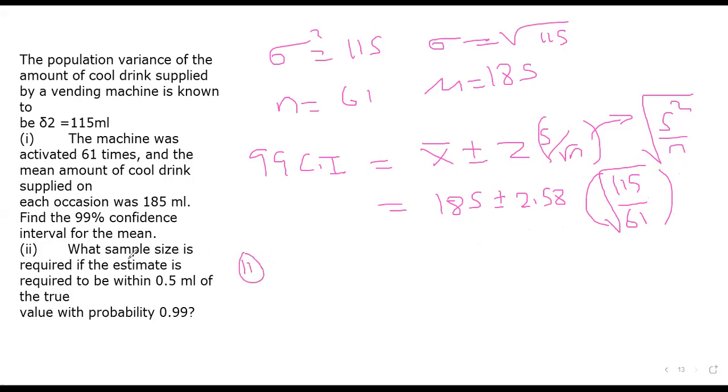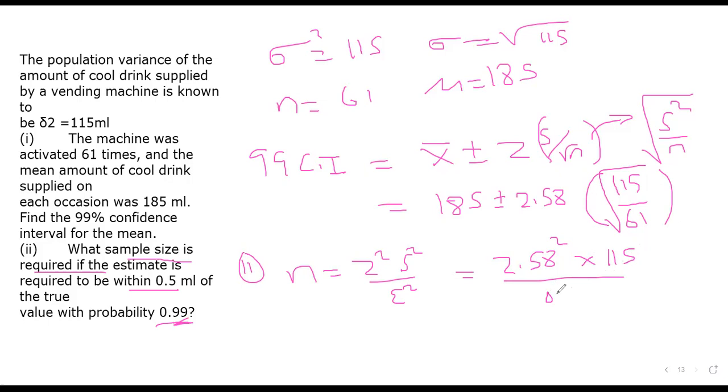Part two, what sample size is required to be within? What within is always the error. They will not say you're given an error of something. So what's the formula for sample size? Z squared, S squared over E squared. To be within at 0.99, z is 2.58. Variance has already been given as 115. Why are we not squaring this one? Because it's already variance.